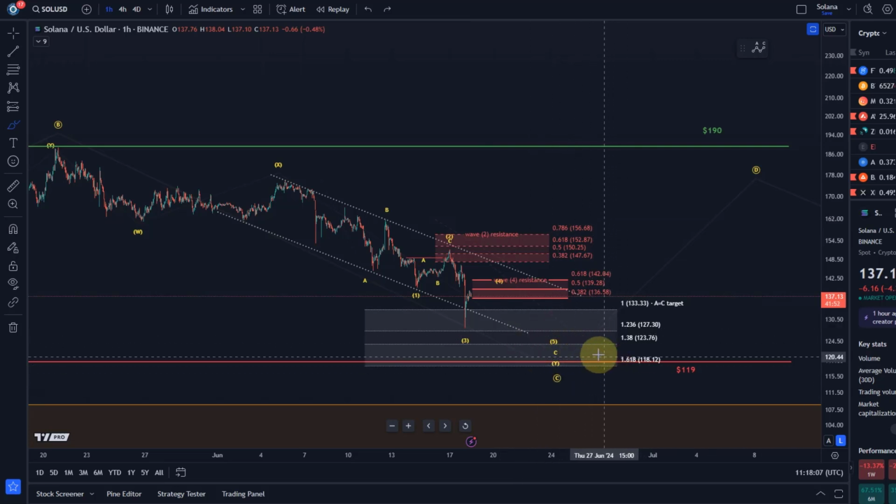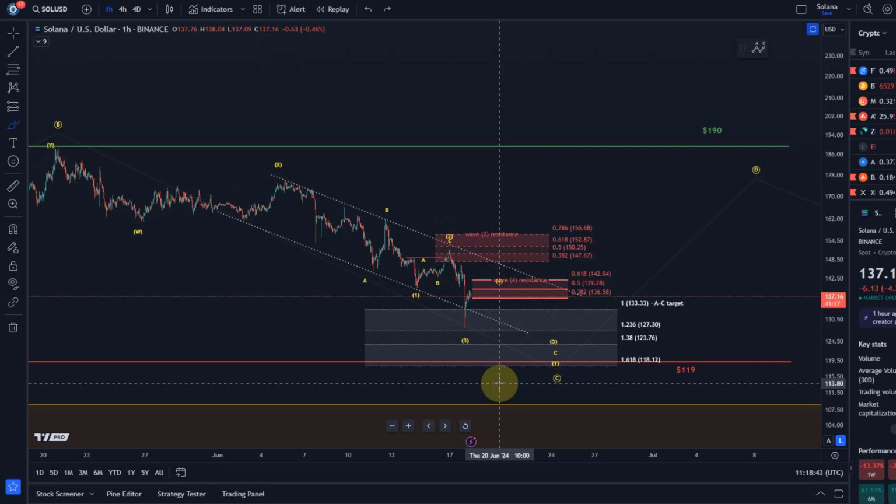Yeah, a bit complicated now, but you can just refer to the levels to keep it simple. So the support levels are $133 to $118. There are 4 levels: 133, 127, 124, 118. Below 118, 119, however, we will probably see invalidation of the triangle at least. And the nearest resistance area is between $136.58 and $142. So that's wave 4 resistance.